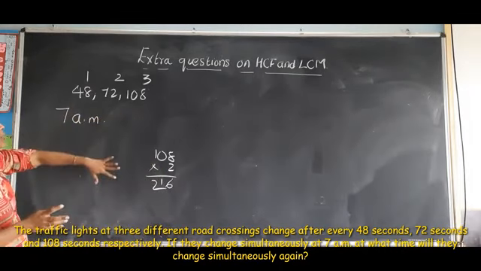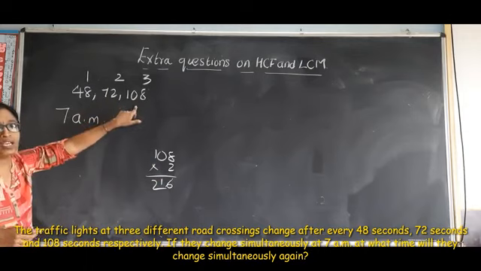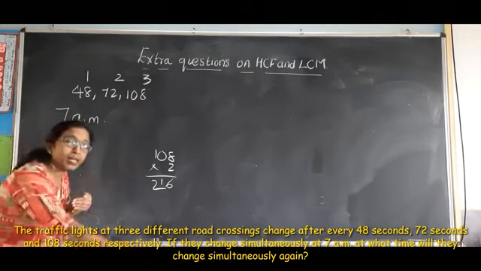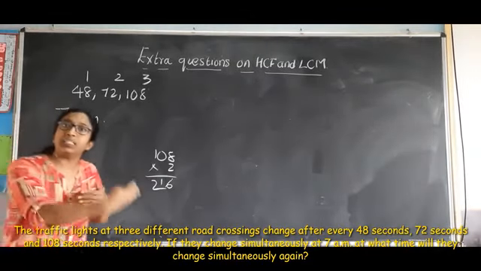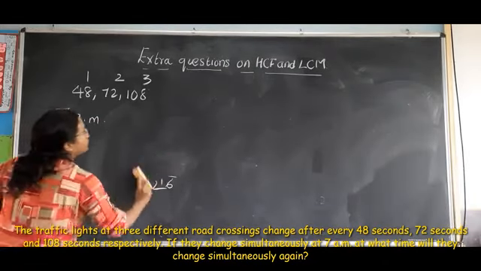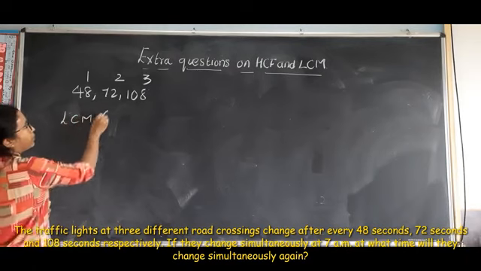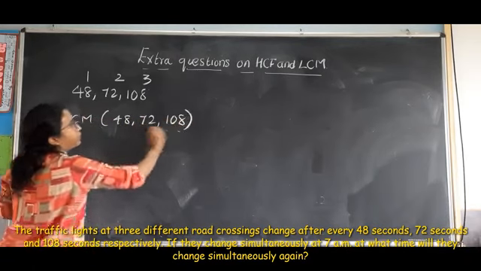So we have to take the LCM of 48, 72 and 108. At one point, 7 AM, they have already changed. So next time when they will change together, that we have to find. That means the multiple, correct? So let's find the LCM of this. LCM of 48, 72 and 108, correct?